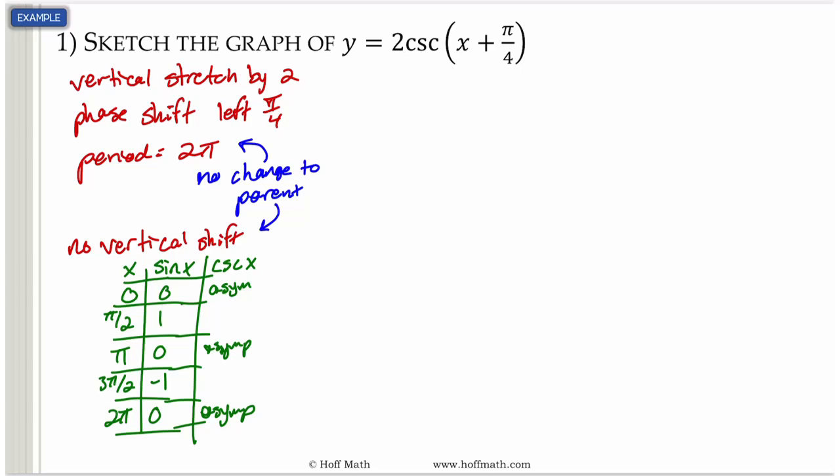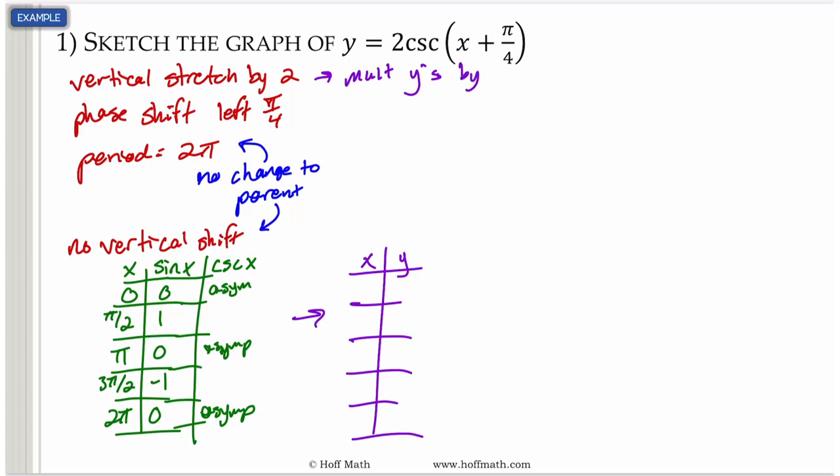But that's not what we're trying to graph. We're trying to graph this transformed function. So I'm going to make another t-table. So we have a vertical stretch by 2. So that's going to affect the y-coordinates. So that means we're going to multiply the y's by 2.